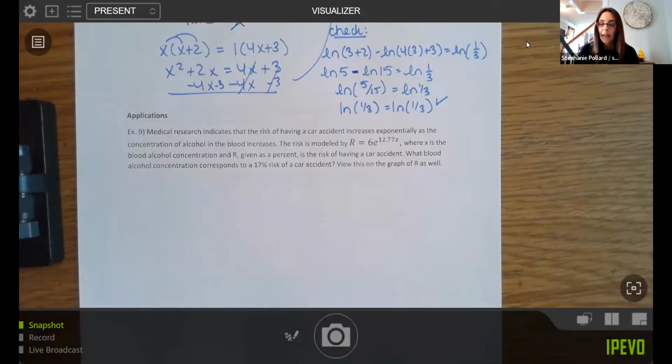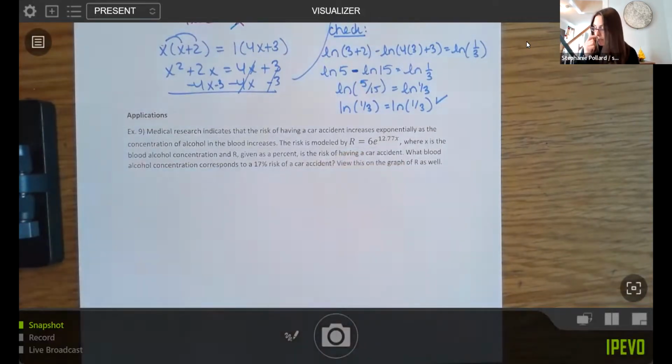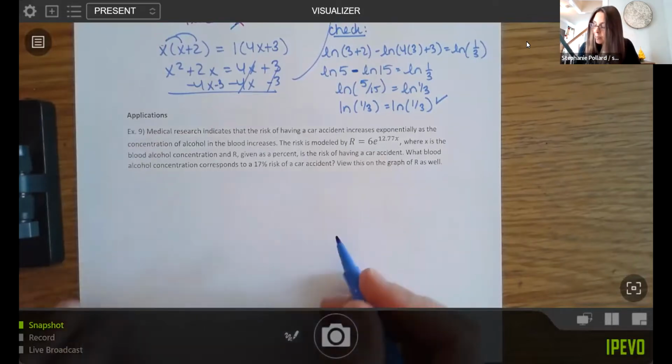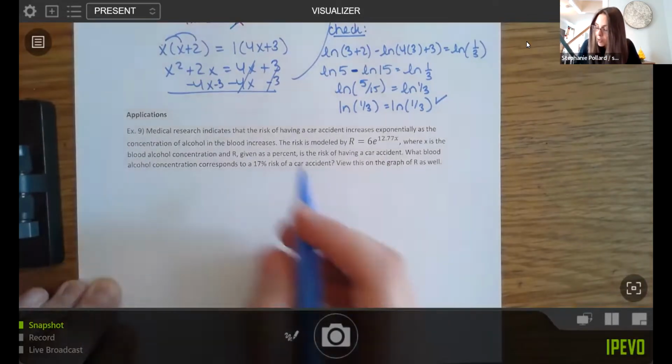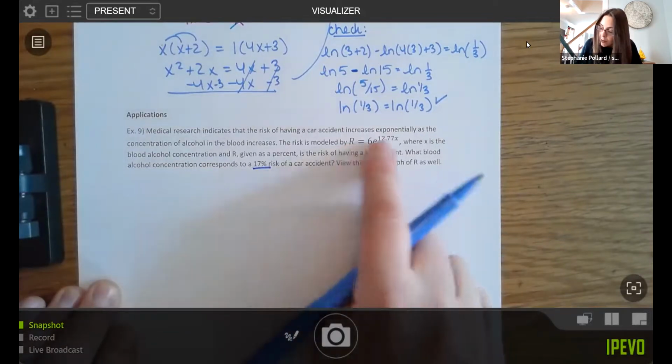The risk is modeled by this formula here. So R equals 6e to the 12.77x. X is the blood alcohol concentration, and R, given as a percent, is the risk of having a car accident. What is the blood alcohol concentration that corresponds to a 17% risk of a car accident? So let's use our formula here.